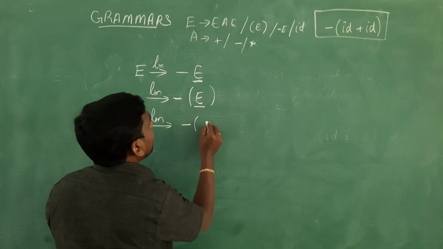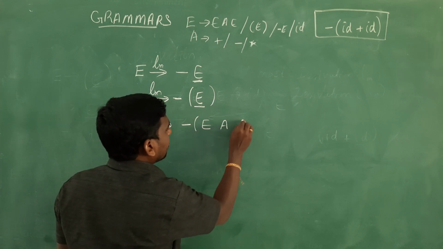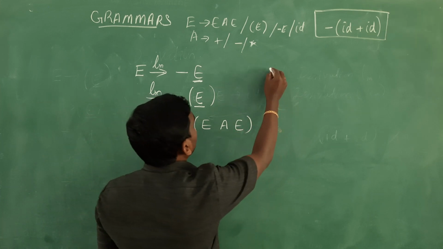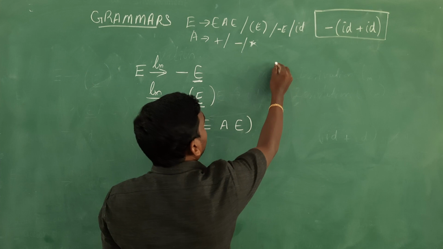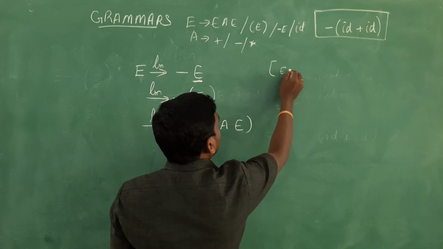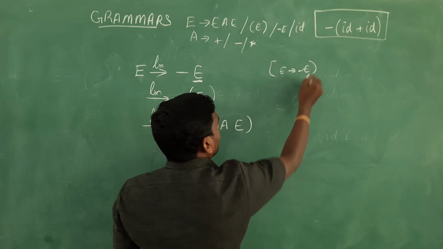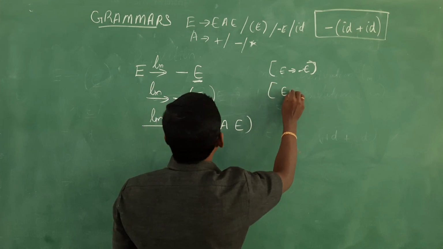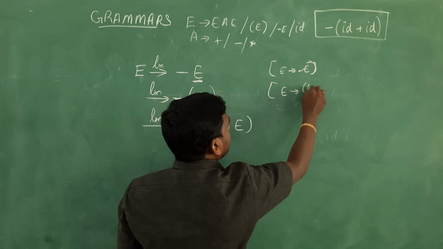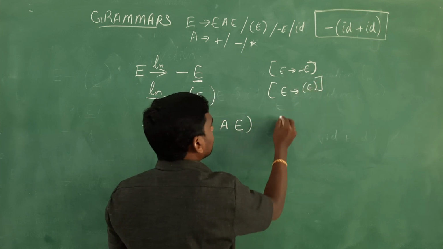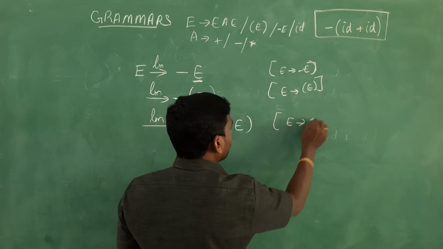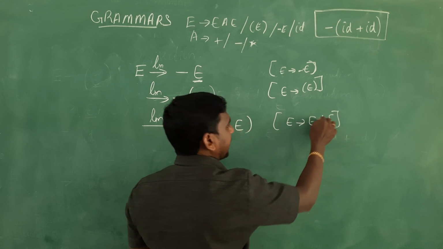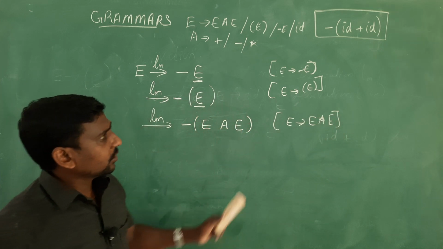Okay, so for E, I want to put E, A, E, close brace. Clear which production I have? Better you write which one you have taken. E tends to minus E. For this you have taken E tends to open brace E close brace. For this you have taken E tends to E, A, E. This is for the evaluator's understanding. You can write like this.